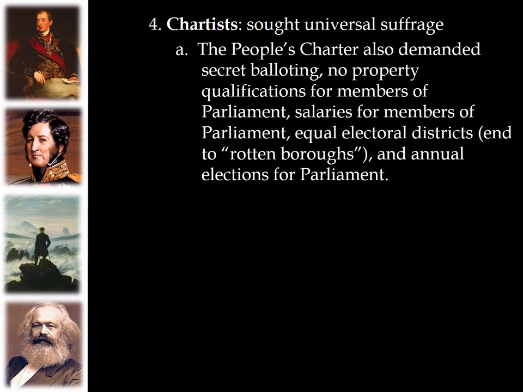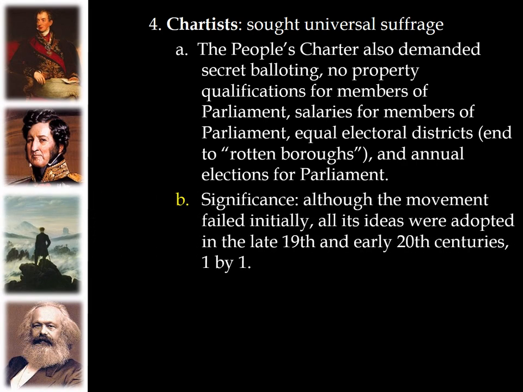The People's Charter also demanded other things like secret balloting, no property qualifications for members of parliament, salaries for members of parliament so people could afford to serve in office, equal electoral districts, and again, more into those rotten boroughs, and also more regular annual elections for parliament. These were all things that the Chartists were pushing for.